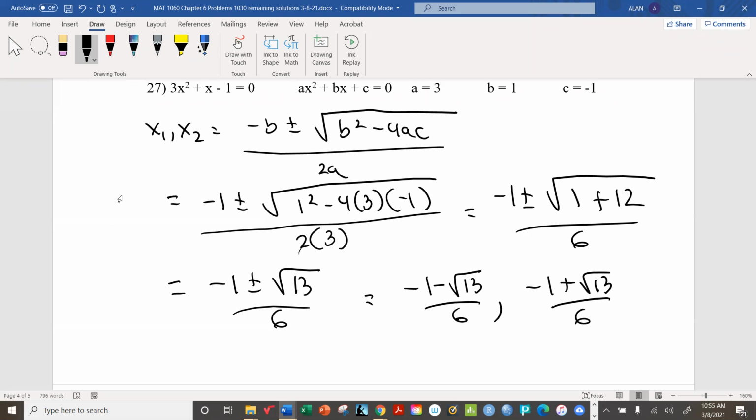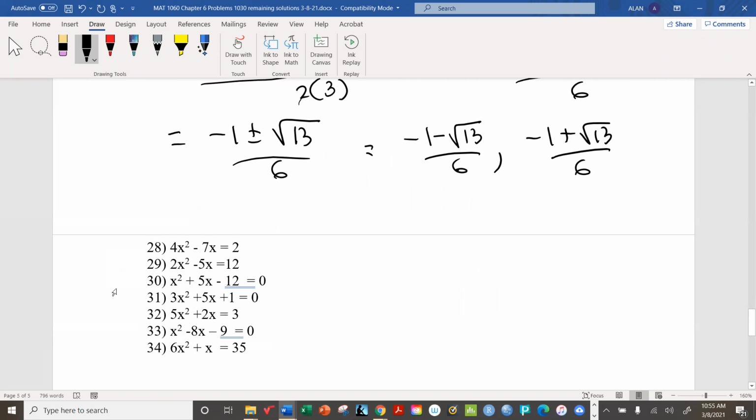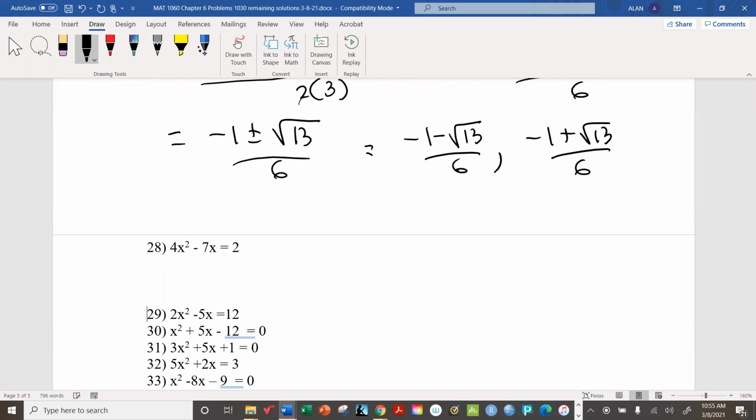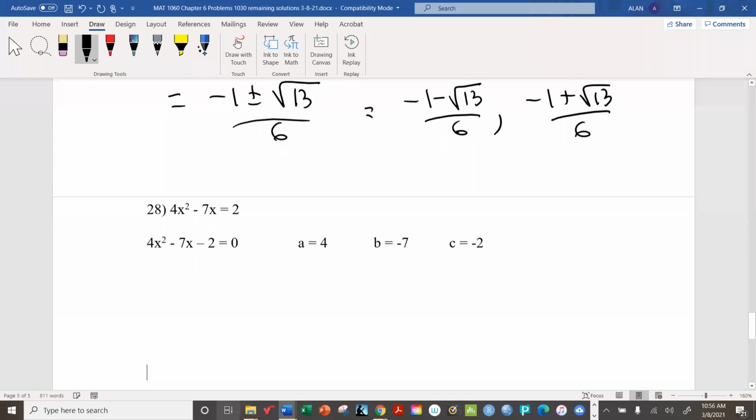All right, now what's next? Now here we go. Here's one that's not written in the proper form. We have to do something about that. Otherwise, we're going to get the wrong letter. We're going to certainly get the wrong signs, that's for sure. So let's rewrite this as negative minus 2 equals 0. So now we can see that A is 4, B is negative 7. And C is negative 2. All right, so we're good.